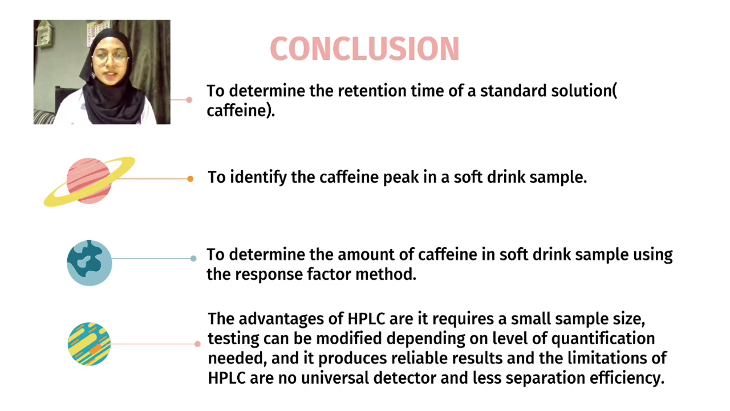The advantages of high-performance liquid chromatography are that it requires a small sample size, testing can be modified depending on the level of quantification needed, and it also produces reliable results. The limitations of high-performance liquid chromatography are no universal detector and less separation efficiency.